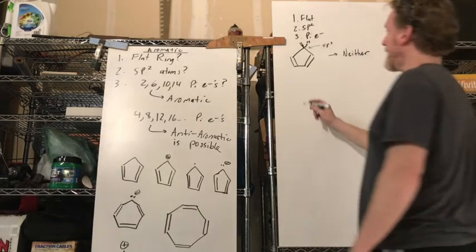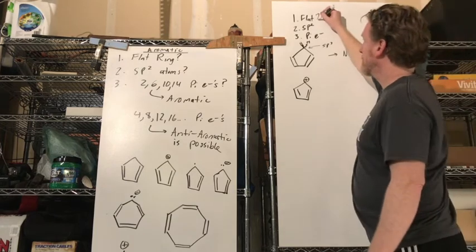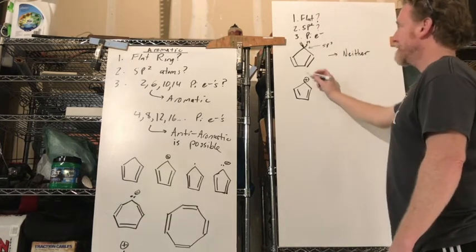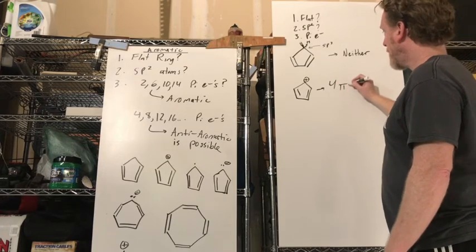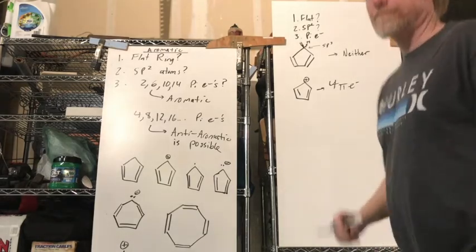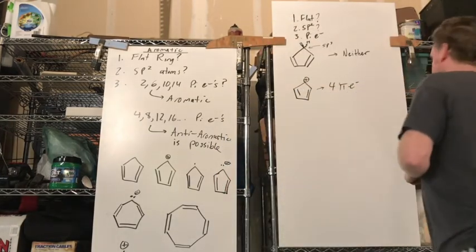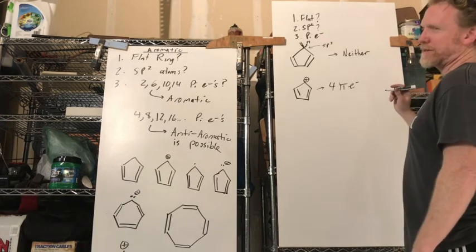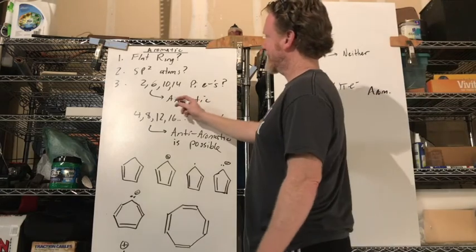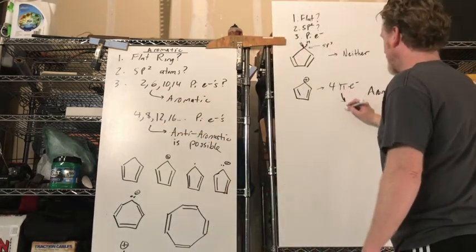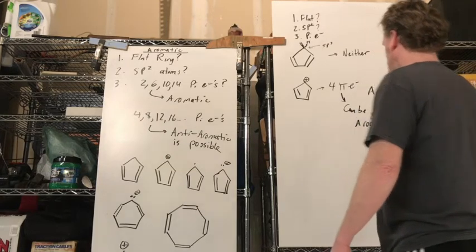All right, the next one is the cation of this. Can it be a flat ring? Sure. Can it be sp2 all the way around the ring? Yeah, those are all sp2. And pi electron count: it's got 2, 4 pi electrons. Okay, how did that one work out? Ooh, 4 pi electrons. That doesn't sound like aromatic. Remember, for aromatic it's 2, 6, 10. Oh, 4. That could be anti-aromatic. And I want to just say, can be anti-aromatic.